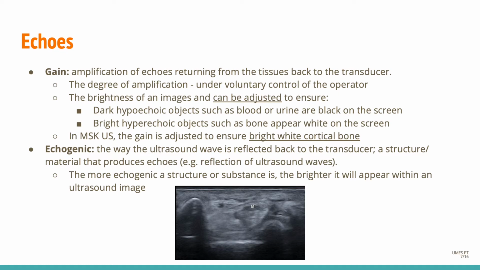And when you're talking about echogenic, that's the way that the ultrasound wave is reflected back to the transducer. So a structure or material that produces an echo, which is the reflection of the ultrasound waves. The more echogenic a structure or substance is, the brighter it will appear within the ultrasound image. And we're going to go into that a little bit more on the next slide.